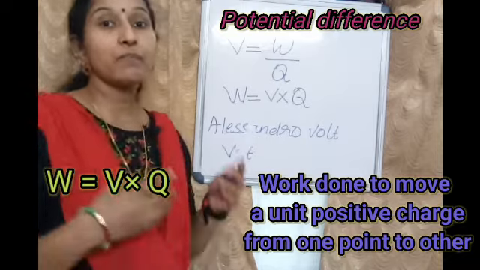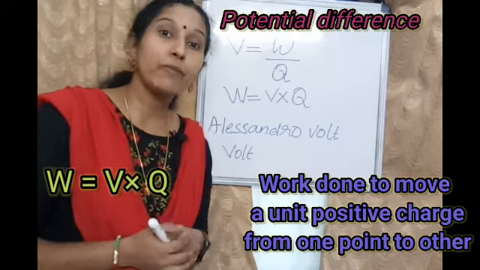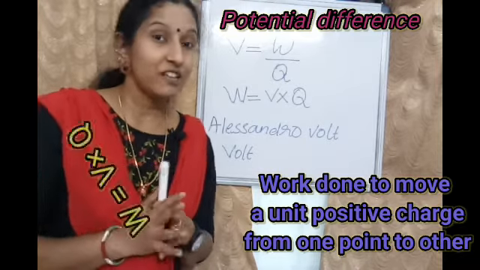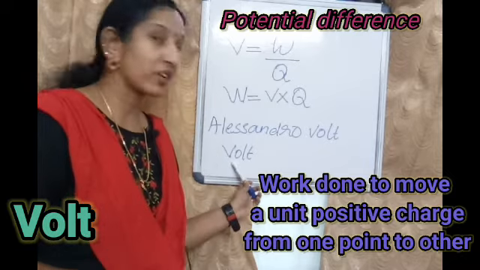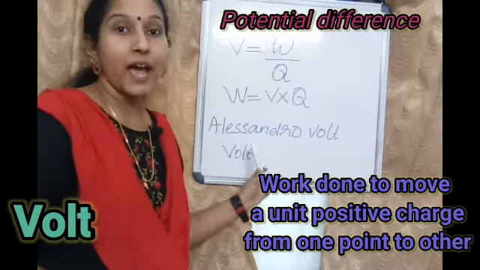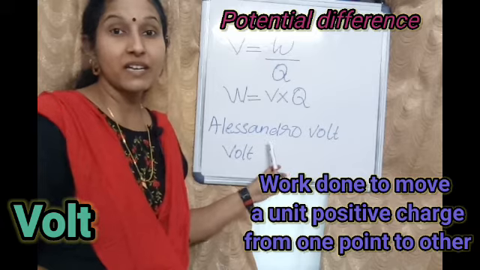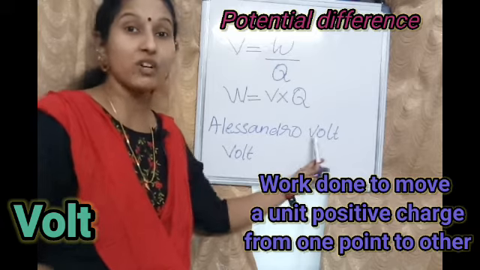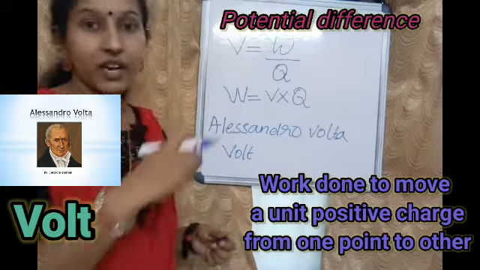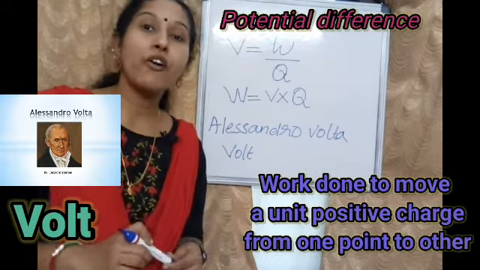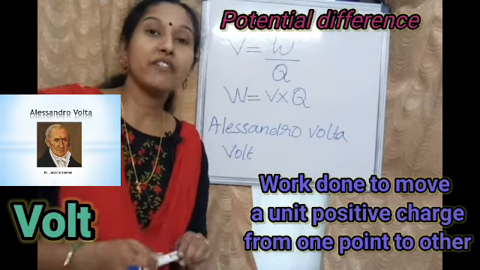Next is the SI unit. The SI unit of potential difference is volt. Which is the SI unit of potential difference? Volt. It was introduced by the scientist Alessandro Volta. So which is the SI unit of potential difference?